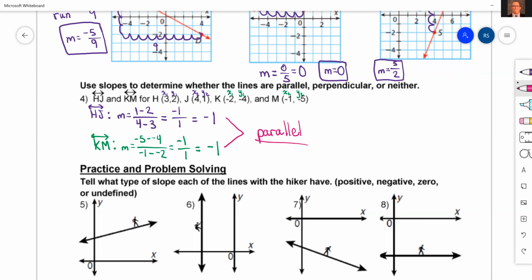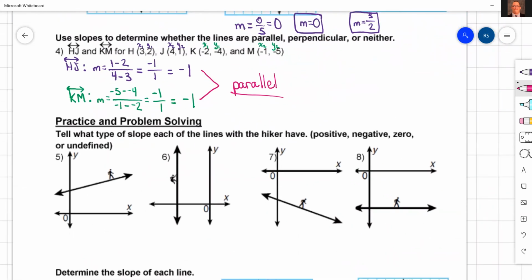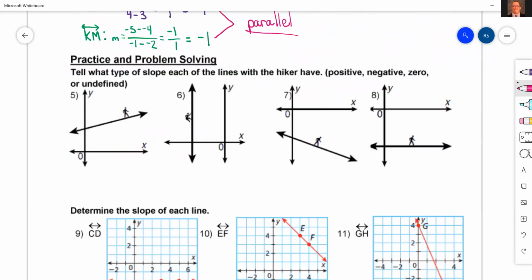Okay, so that's the guided practice. Just one quick hint on these. On 5, 6, 7, and 8, all you have to do is look at the line that the hiker is standing on and say if it has positive, negative, 0, or undefined slope. There's nothing to find. You just have to tell me what kind of slope it has. And then the rest is like what we've been doing. So, hop to it.